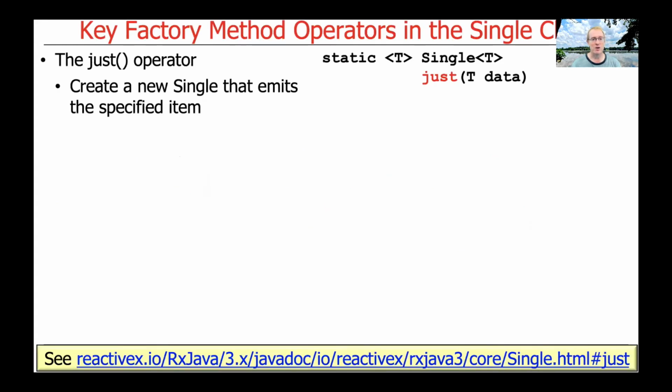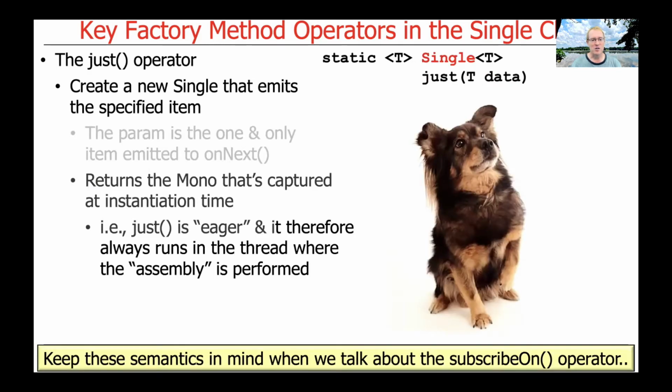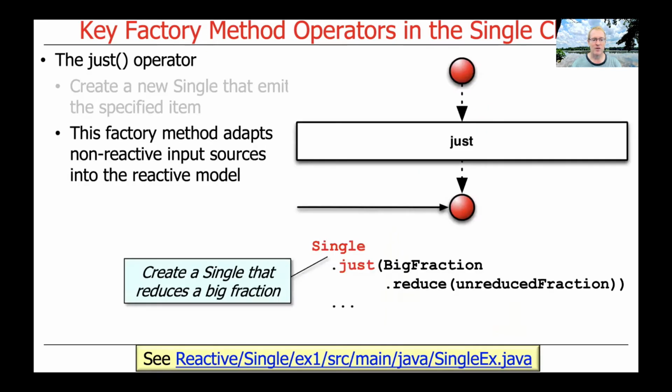The just operator is used to create a new Single that will emit the specified item. This item is passed as a parameter, and it's the one and only item that will be emitted to onNext. The just method returns a Single that's captured at instantiation time. In other words, it makes just behave eagerly, and it therefore will always run in the thread where the assembly is performed. I'll show you what that means in just a second. Keep in mind that just is an eager operator when we talk later about the subscribeOn operator.